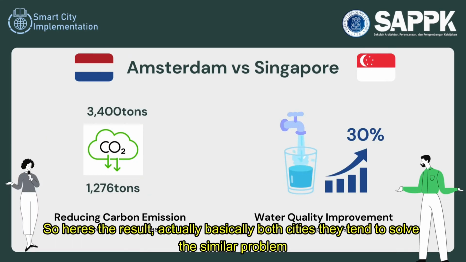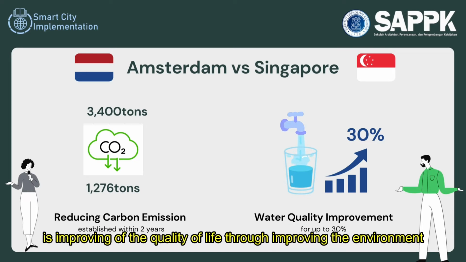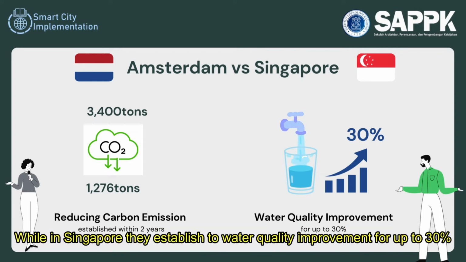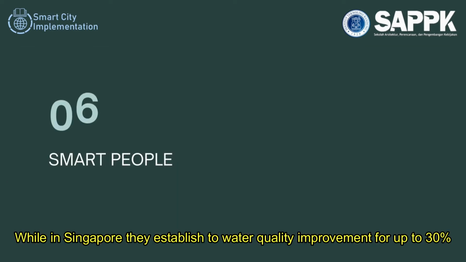So here's the result. Basically both cities tend to solve similar problems, improving the quality of life through improving the environment. And here's the result for Amsterdam. They reduced the carbon emissions in just 2 years from 3,400 tons to 1,278 tons of carbon dioxide. While in Singapore, they achieved water quality improvement of up to 30%.